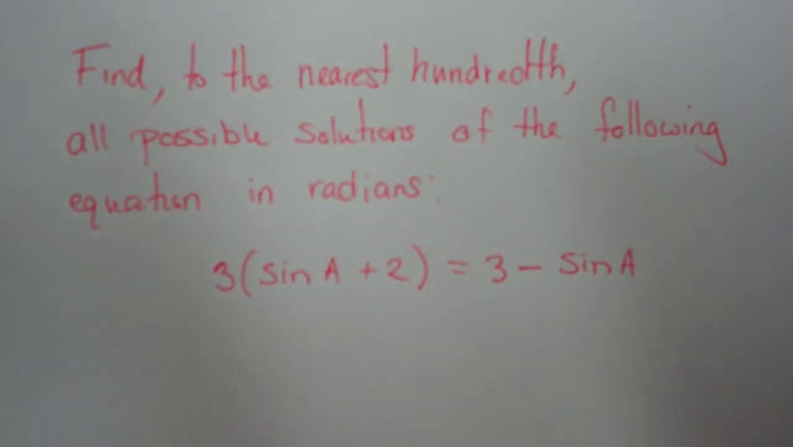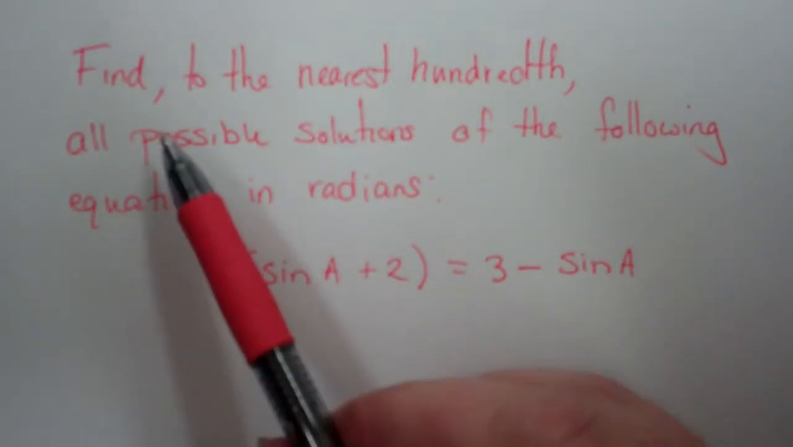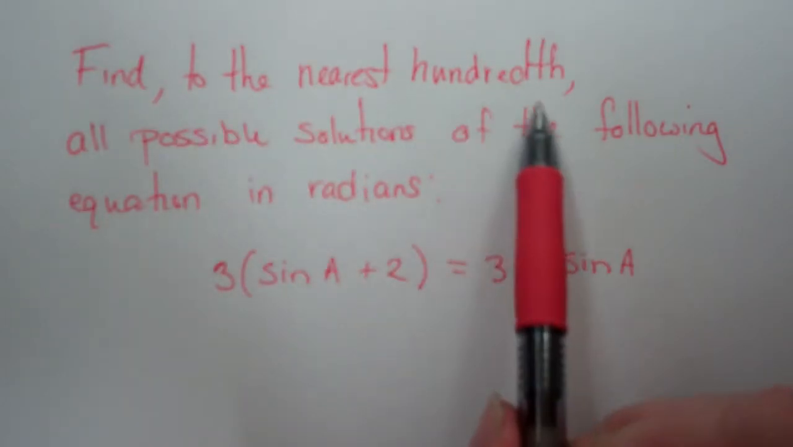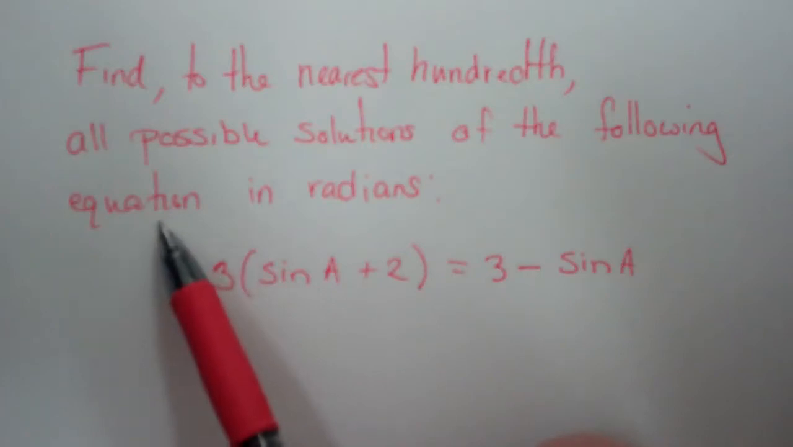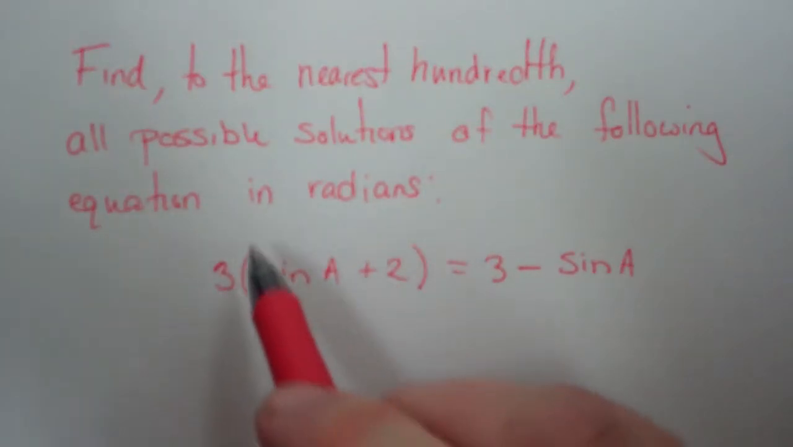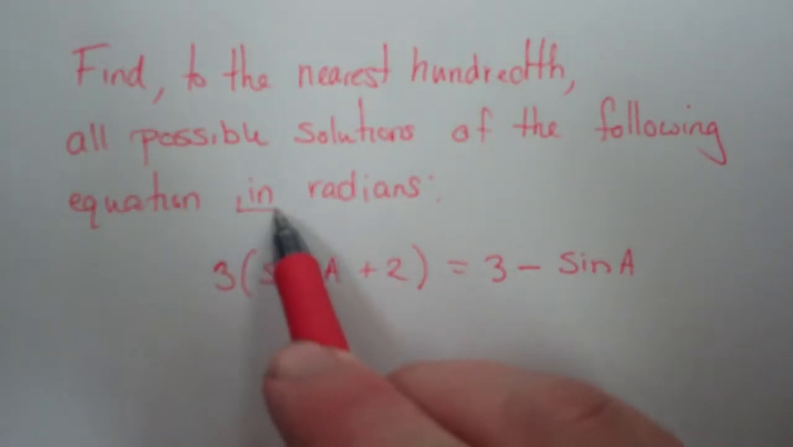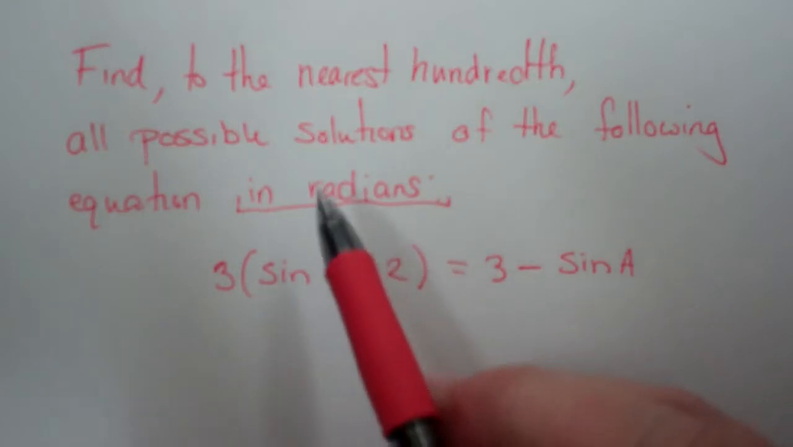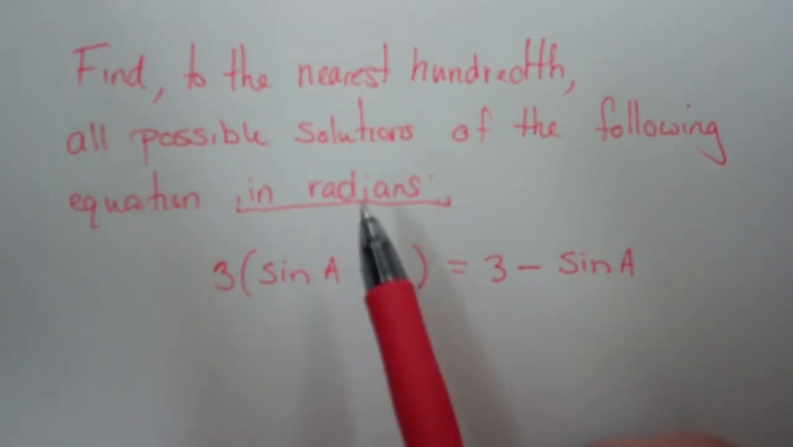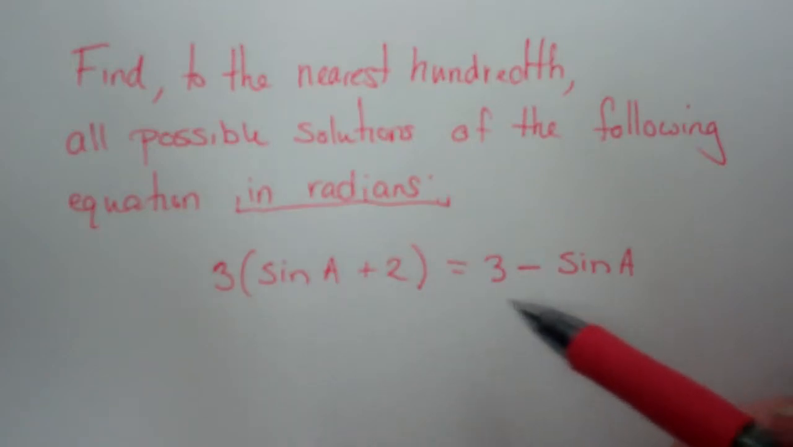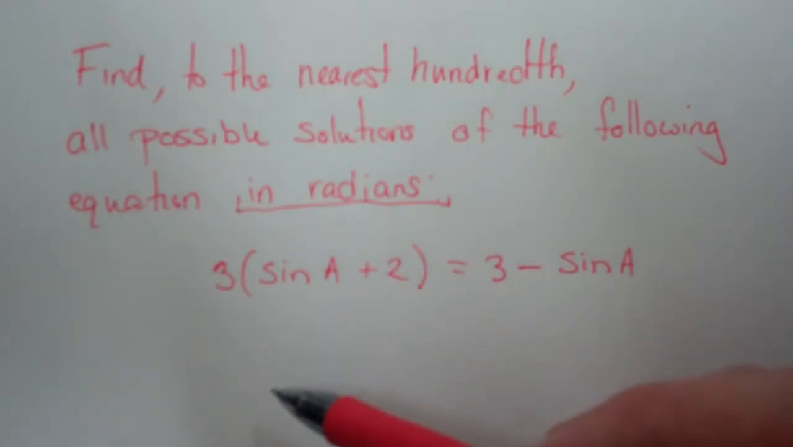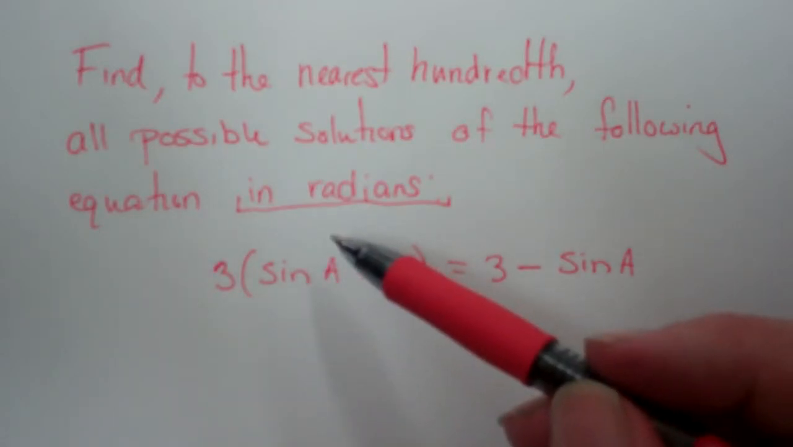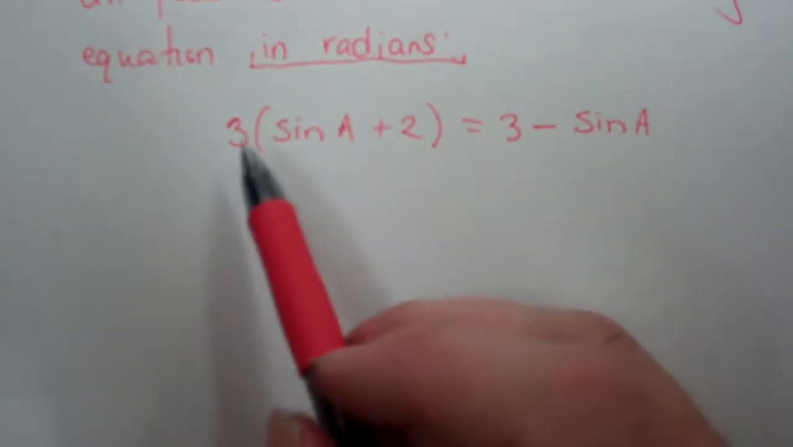In this video, we're solving a trigonometric equation, and the problem says find, to the nearest hundredth, all possible solutions of the following equation in radians. Notice that it wants us to give the final answer in radians. A good strategy for that case is to just find the answers in degrees, and then in the end we'll convert the answers from degrees to radians. Good. So here is the equation.